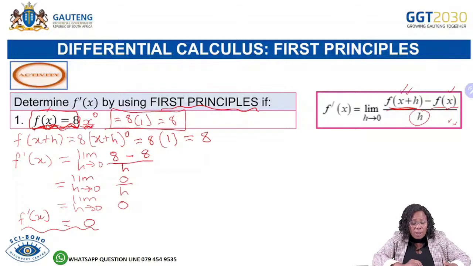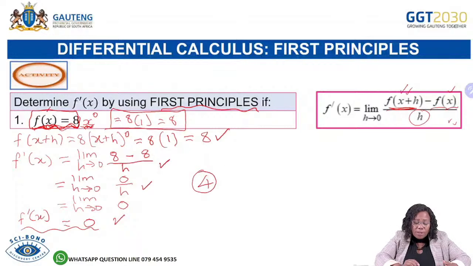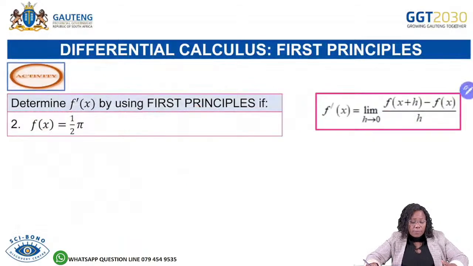equal to 0 there. And then let's look at the allocation of marks. 1 mark will be for the correct f at x plus h, the 2nd mark for substitution, the 3rd mark for simplifying, and the 4th one for the final answer. For this type of question under first principle, this will be worth 4 marks. And then look at activity number 2.